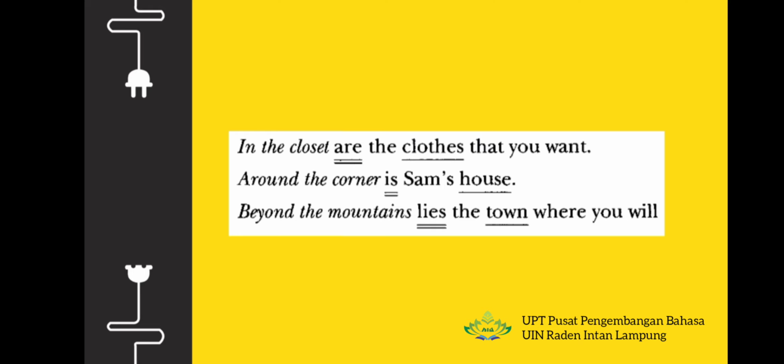In the second example, the prepositional phrase of place around the corner causes the subject house to come after the verb is. In the last example, the prepositional phrase of place beyond the mountains causes the subject town to come after the verb lies.